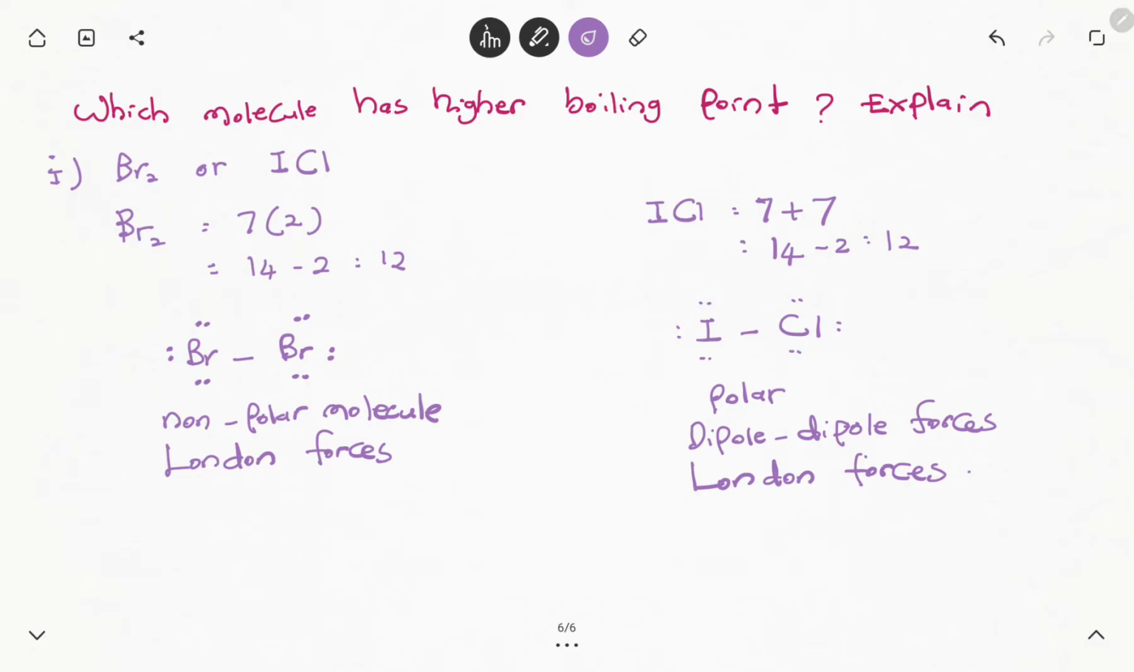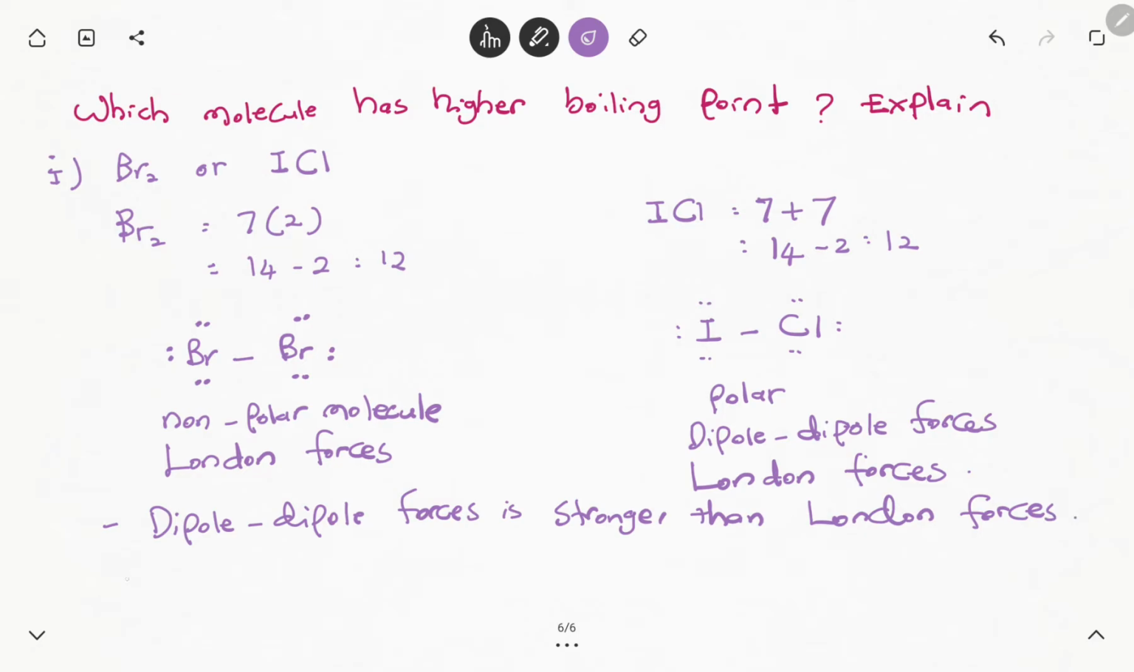Okay, therefore, since dipole-dipole forces are stronger than London forces, therefore the boiling point of ICl is higher than Br2.